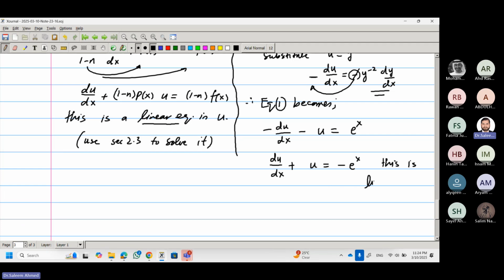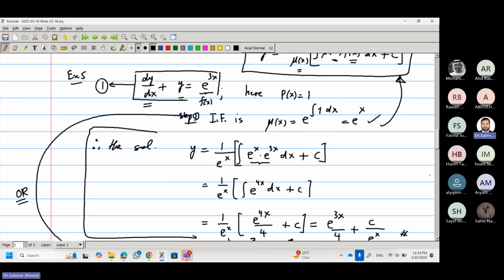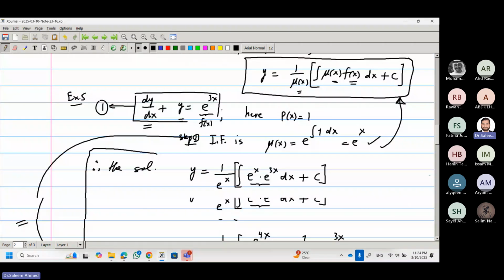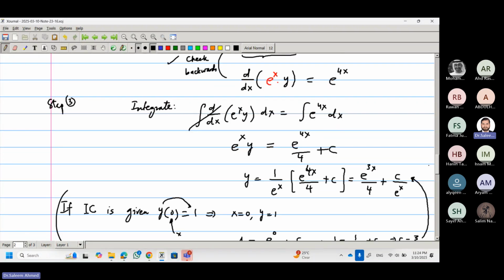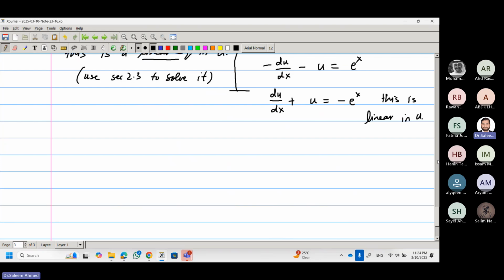This is linear in u. So I will ask you up to this one. If you want to solve it, you can solve using the previous method, because it's a linear equation and we know how to solve it. But in the exam, I will only ask you to convert the Bernoulli's equation to the linear equation and stop.